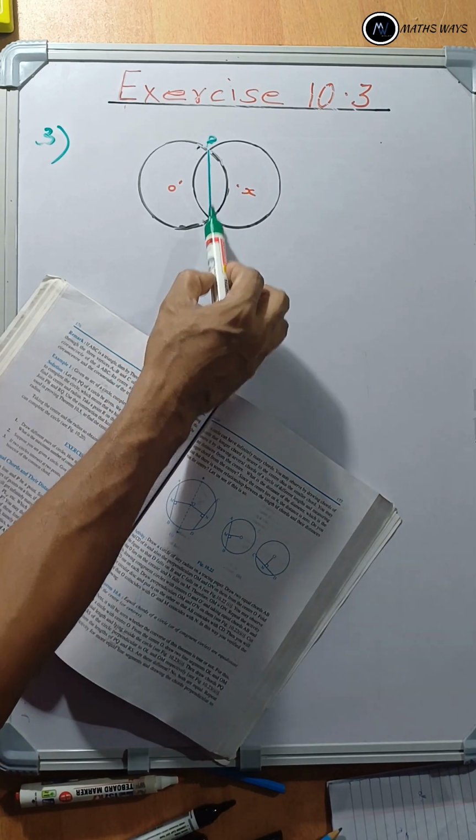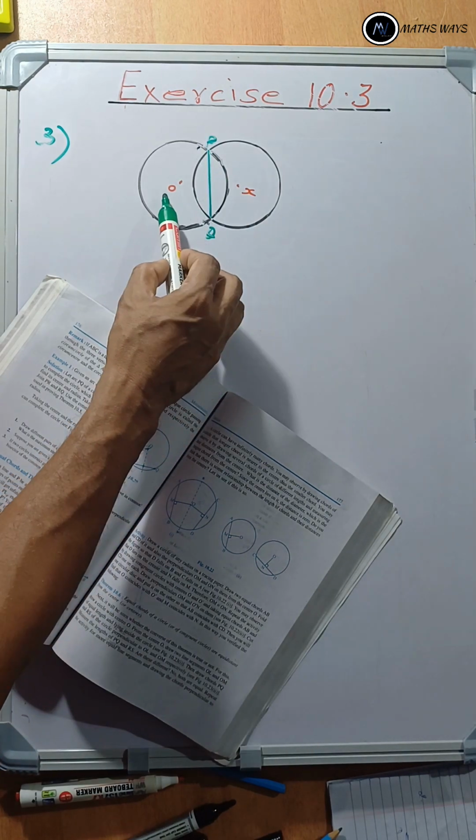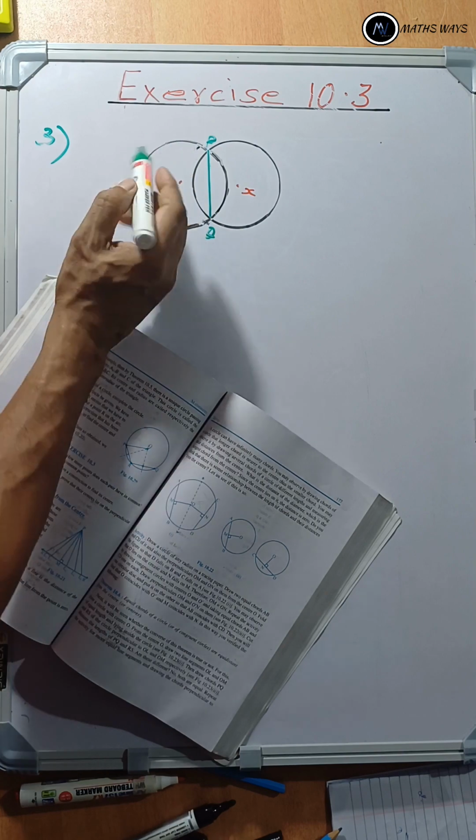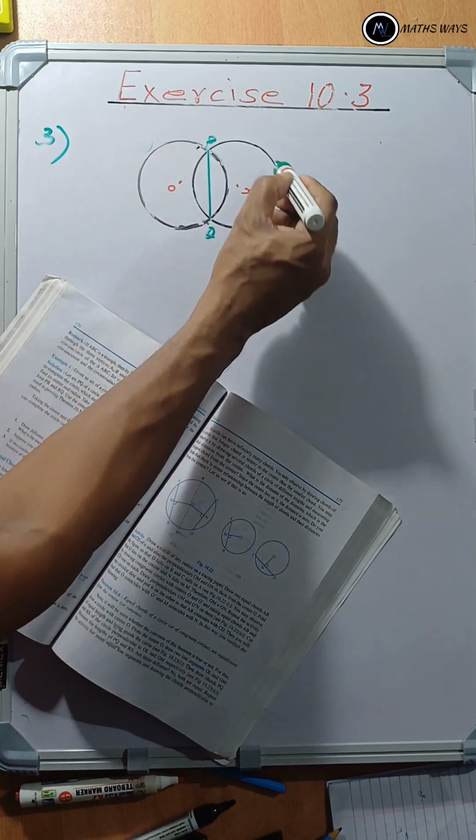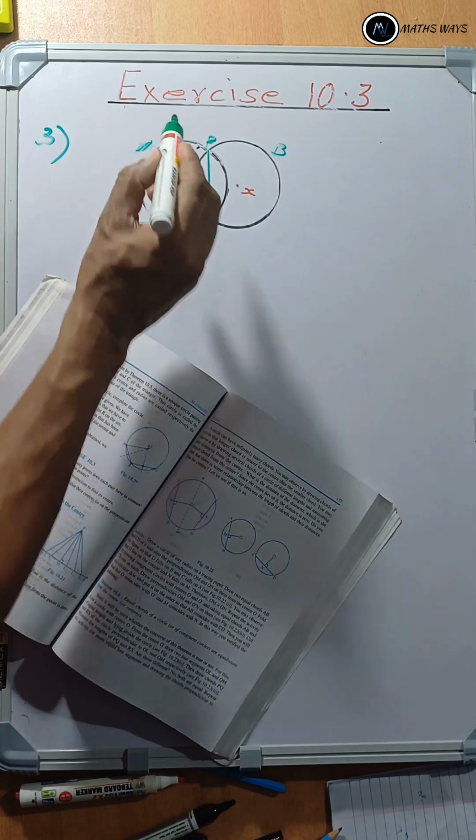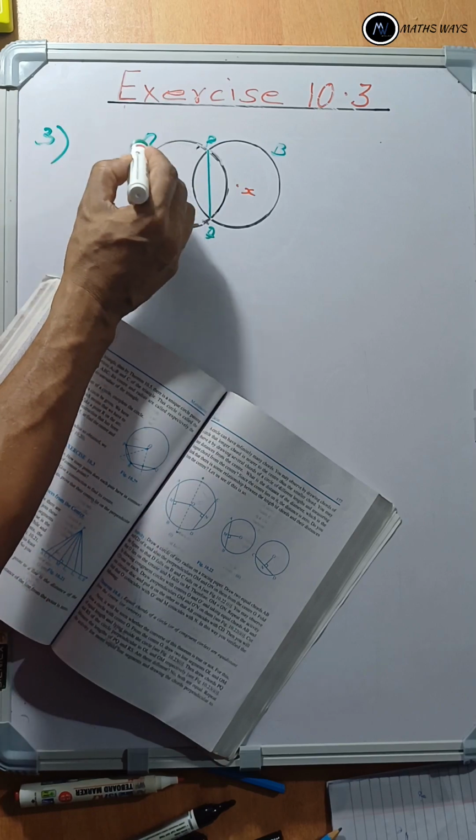Here, see, PQ is a common chord. PQ is a chord of the first circle. Let us name this circle A and this circle B. Two circles are there, A and B.